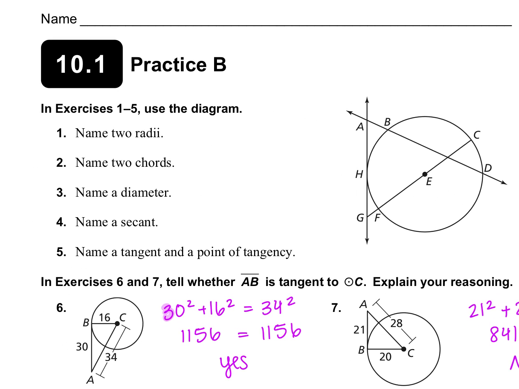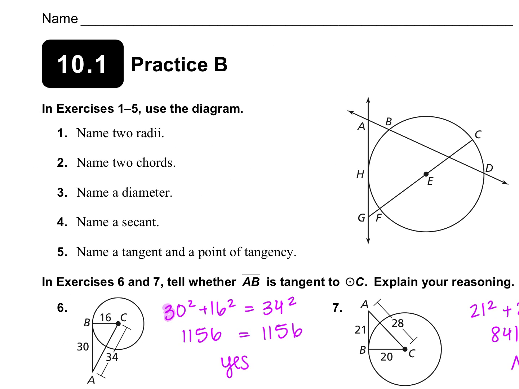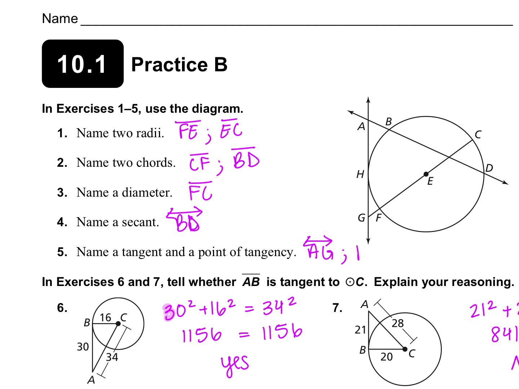And the last section, I'm just going to go through these quickly. 2 radii, you should have had FE with a line above it. And EC, again, if you flip these, they're fine. Then for 2 chords, CF or FC and BD or DB with a line above it. Your diameter, you should have had FC. Your secant has to have arrows. BD with arrows above it. Your tangent also has to have arrows, AG. And then the point of tangency is just H.